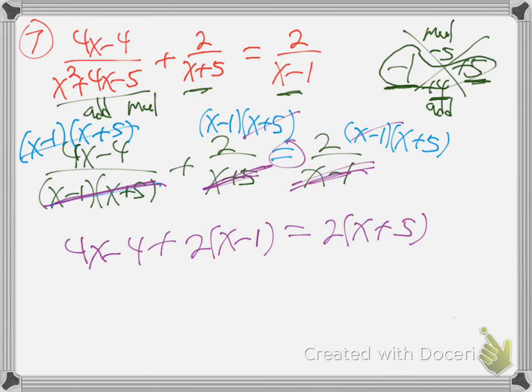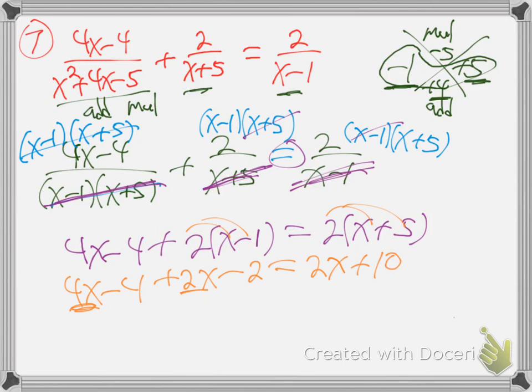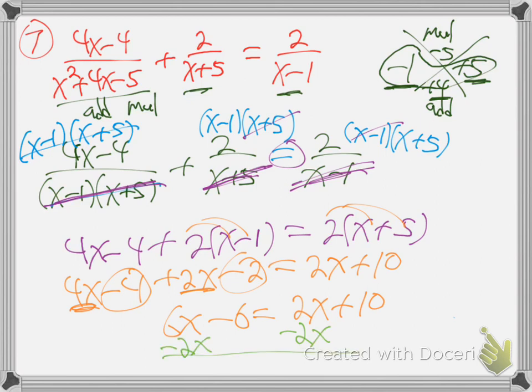All right, where are we going from here? Gather like terms. Distribute here: 2x minus 2. Distribute here: 2x plus 10. So 4x plus 2x is 6x. Minus 4 minus 2 is minus 6. Is 2x plus 10. We have x's on opposite sides, so subtract 2x. That'll get us what? 4x minus 6, these cancel, is 10.